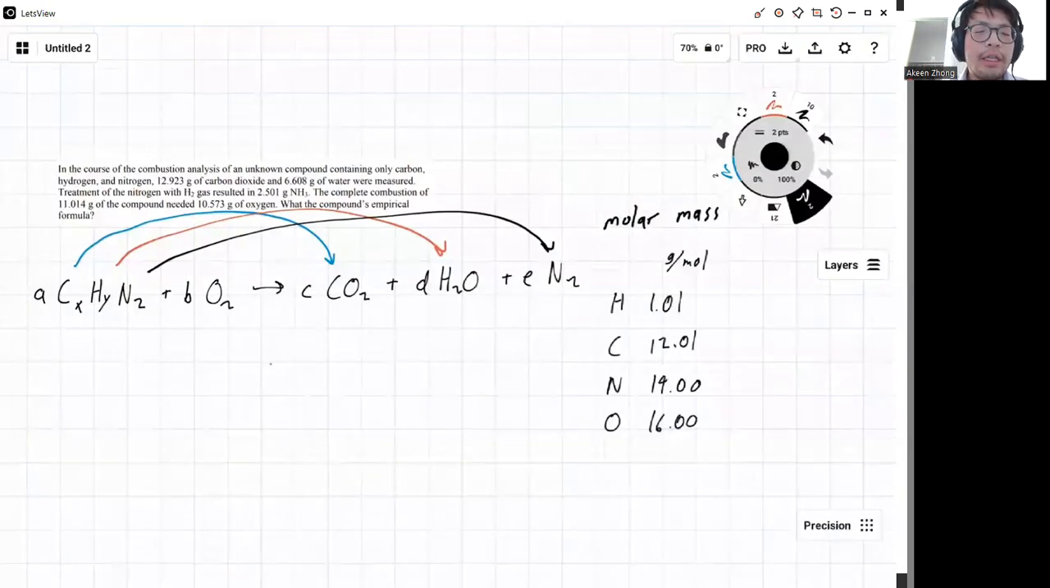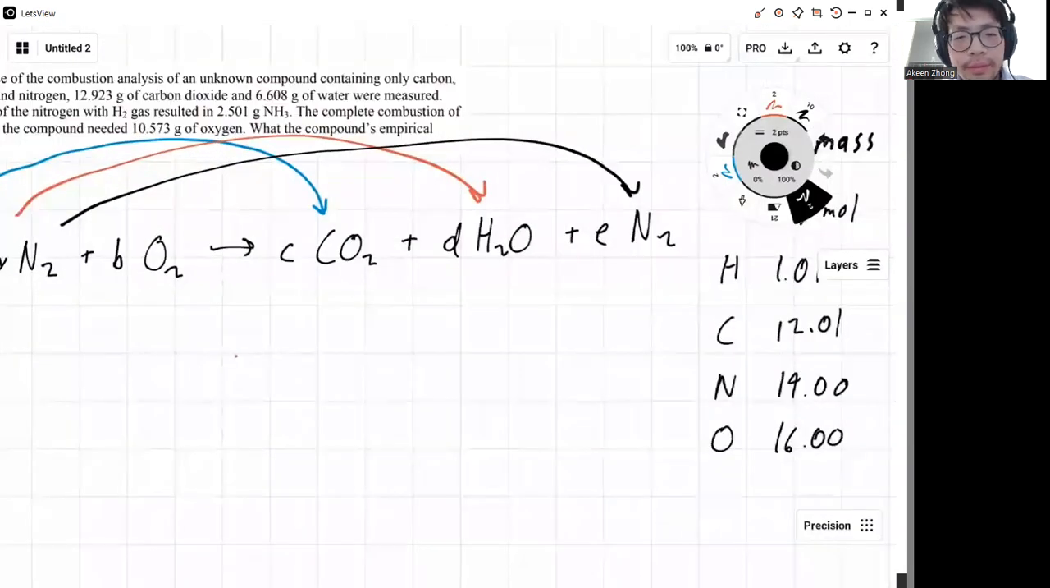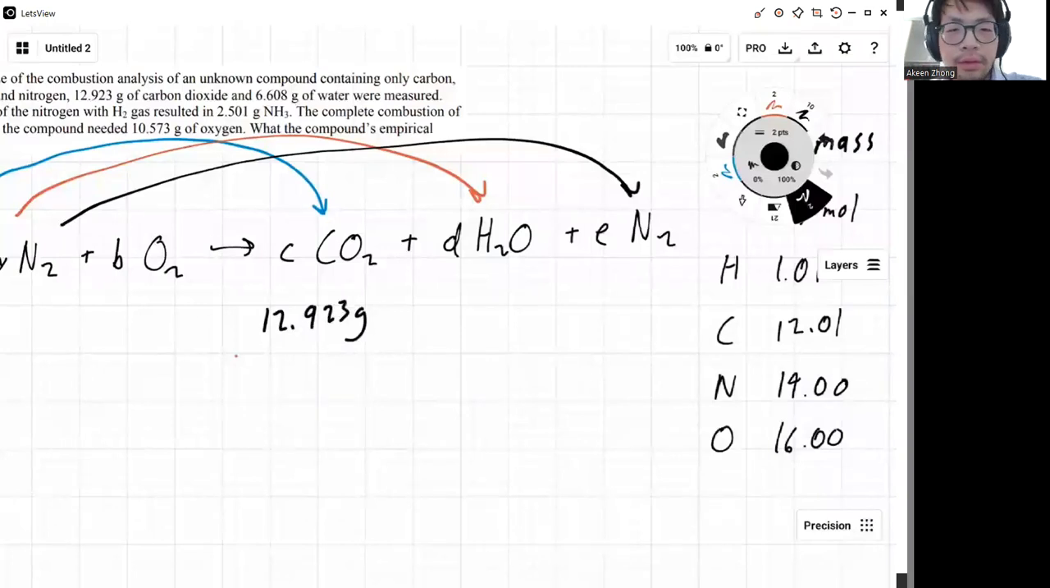Because we're given all the masses of the products, we simply need to determine their moles by dividing by the molar mass and seeing if they fit a ratio that can fit an empirical formula for the unknown compound. Let's start by writing the mass of all the products. So carbon dioxide, 4.38, water, and for nitrogen, it's 2.50.